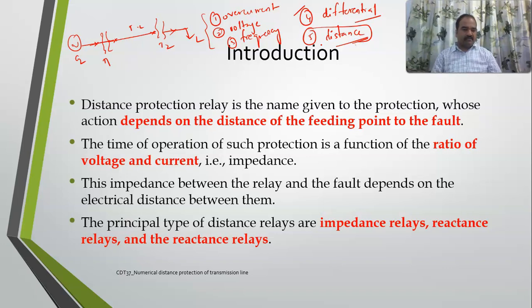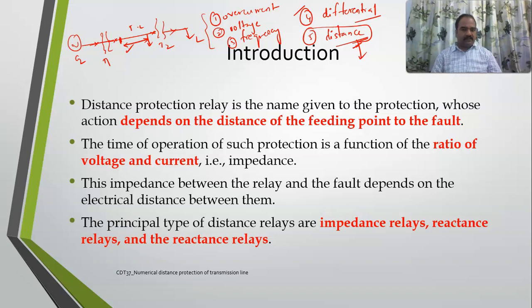Now we will see how distance protection is implemented. As the name itself indicates, it depends upon the distance from the feeding point to the fault. Let us suppose I keep a distance relay here, and the fault has occurred there. The impedance between these two will be the influencing factor for the implementation of distance protection. So now the question arises, how does distance protection basically work?